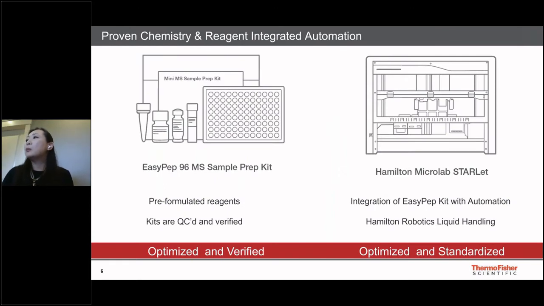uHTPPP utilizes the optimized EasyPep 96-well MS sample preparation kit for digesting plasma and purifying the resulting peptides. 96-well samples and reagents from the sample prep kit can be loaded onto the Hamilton liquid handling robotic system, and an automation script will do the rest, including sample dilution, reagent distribution, peptide purification, and peptide drying. The entire process requires less than 5 minutes of hands-on time.